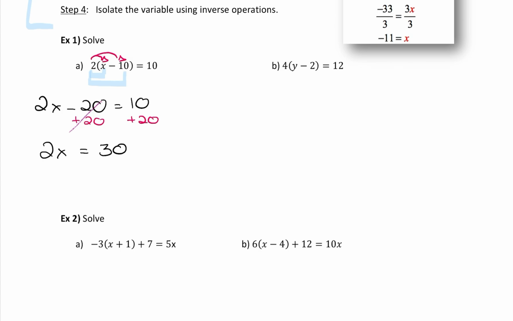We're not done yet because x is not by itself. The 2 is attached by multiplication, so we're going to divide by 2 because then that equals 1. Whatever we do to one side, we're going to do to the other. So we end up with 1x now, so just x is fine. 30 divided by 2 is 15, and that's our solution.